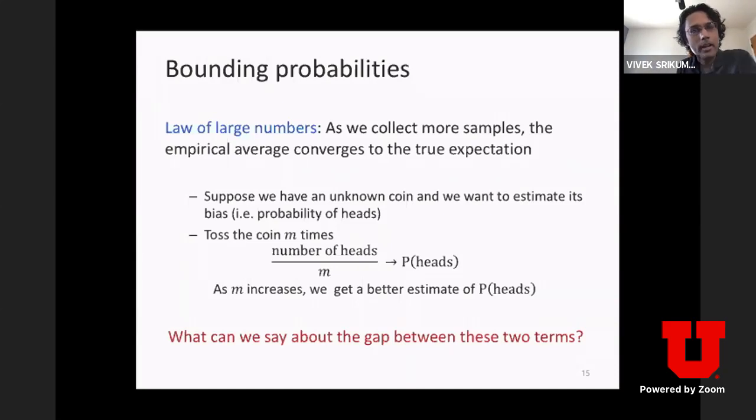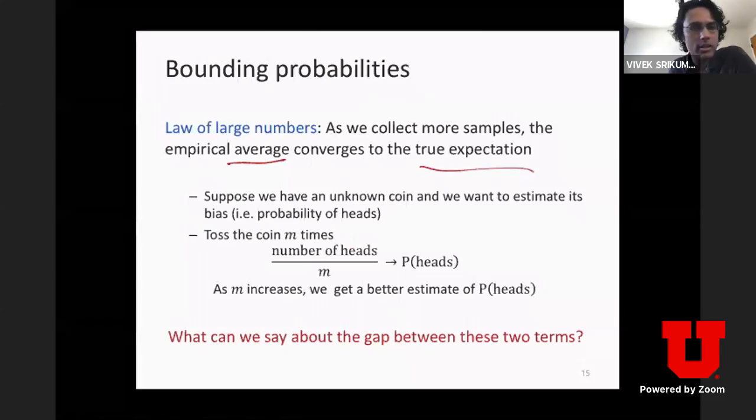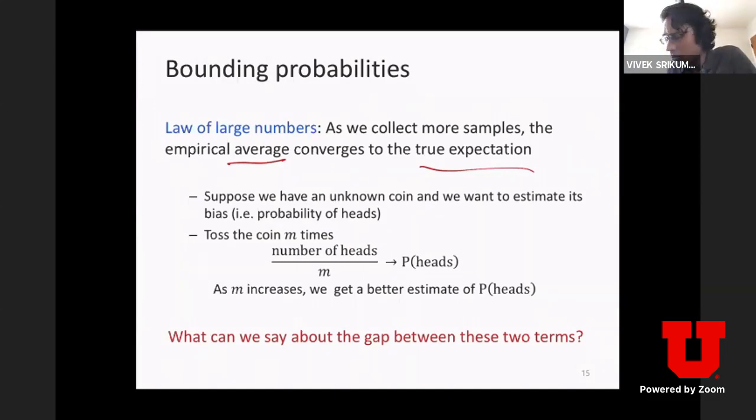Let's build up towards that. Let's start off with something simple. From the law of large numbers, we know that the empirical mean converges to the true expectation as we collect more samples. If you have an unknown coin and you want to estimate the probability of getting heads, you can toss the coin m times and compute the fraction of the number of heads divided by the number of tosses. This fraction will get closer and closer to the true probability of heads as m increases. As m increases, we get a better estimate.